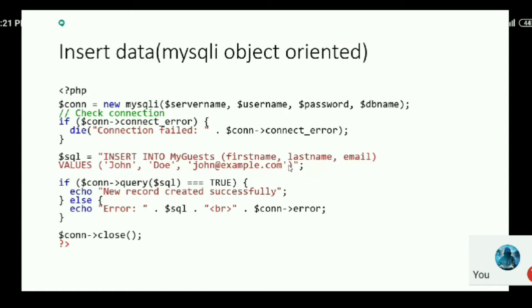I created the table using the procedural method, so which method you use to create it doesn't matter over here. Now I'm going to push the data using the object oriented method. MySQLi has 4 parameters here. The server name is localhost, username is root, password is empty, and the database name I'm using is called IT.